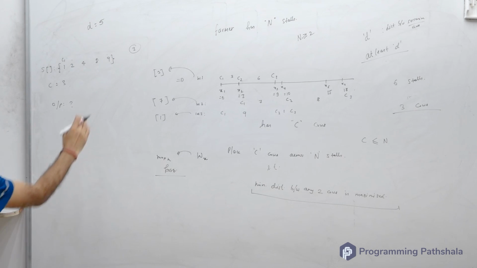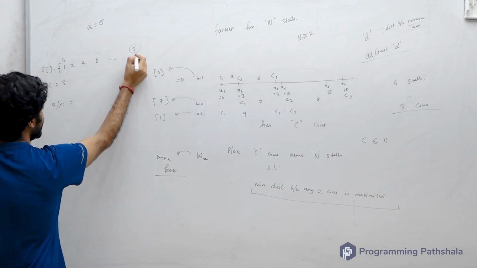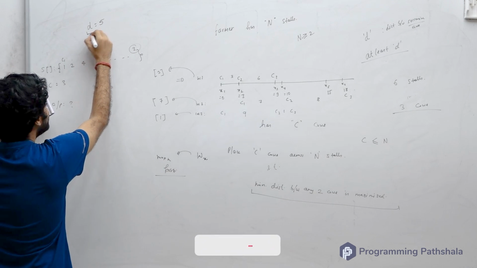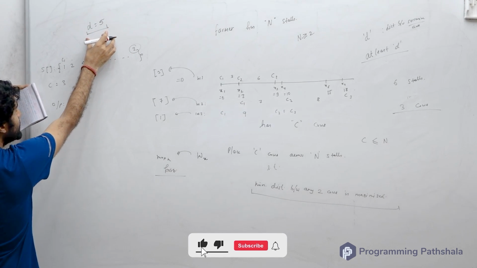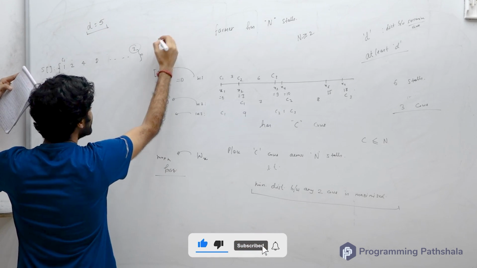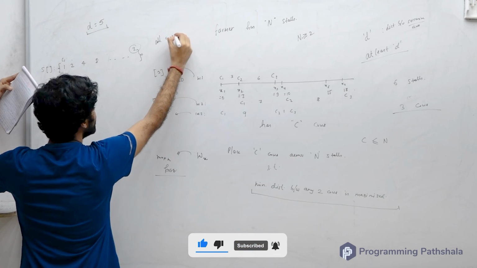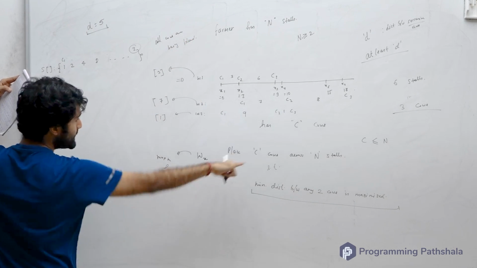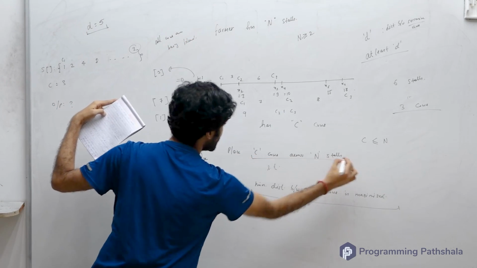But let's say there were a few more stalls. Now you have to ensure that at least this much gap is there, and also you need to ensure that all the cows are being placed, because you have to do that. That is the necessity of the question. You have to place all the cows.